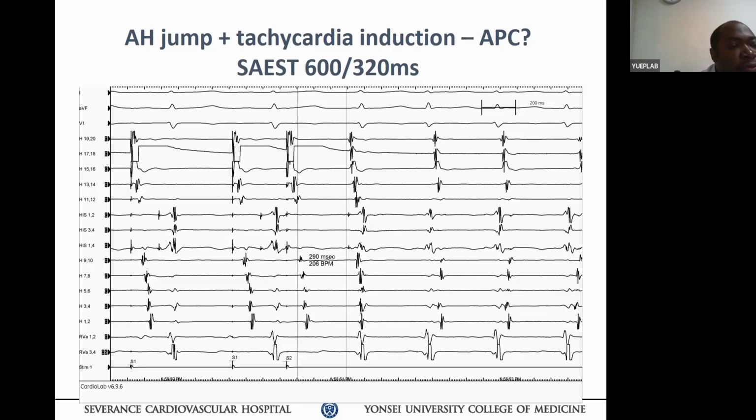The second thing is that I don't see the P wave very well, but it doesn't look negative to me, especially in aVF. So we need to justify that.